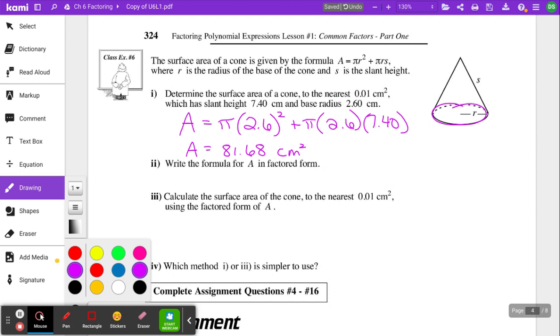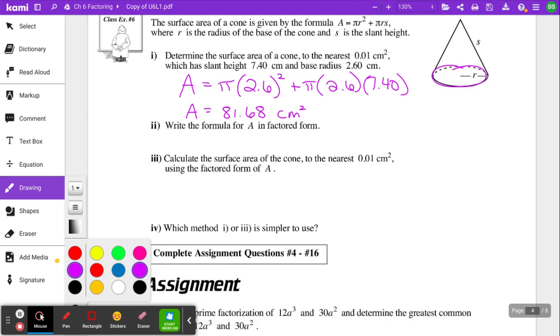Okay, good. That was not hard. You did not need to know anything about factoring to do that. That was just plug into a formula, punch in your calculator correctly, and you're trusting that Angelina did it right. Right? Did anybody confirm that number? Okay, good. Then it says write the formula for A in factored form. Oh, mercy. All right. There it is. Now we gotta write that in factored form.